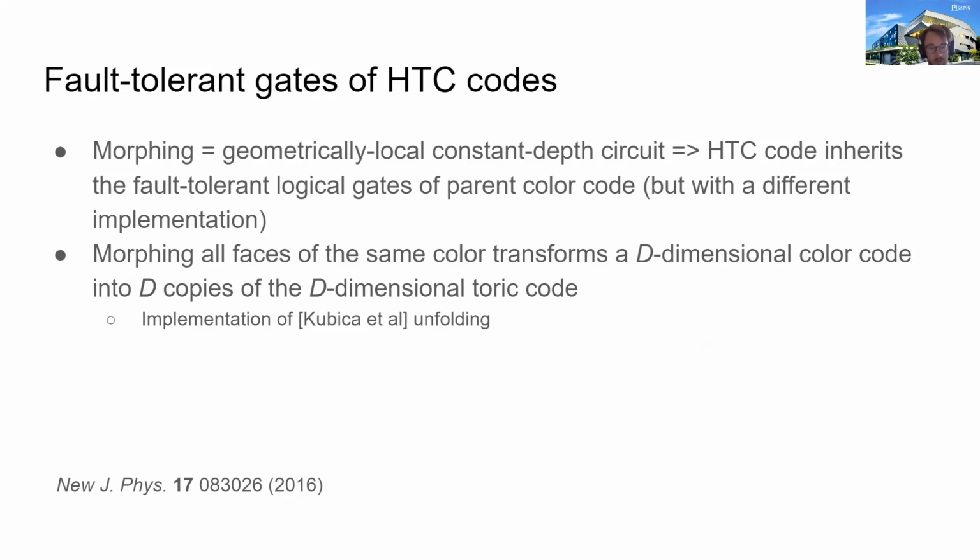And what we can show is that morphing all the faces of the same color of a d-dimensional color code transforms this into d copies of the d-dimensional toric code. So this really provides an implementation of the result of Kubica, Yoshida, and Pastawski, which Thomas talked about earlier, where they showed the existence of circuits that could do this kind of thing, but we give an explicit recipe of how to do this.